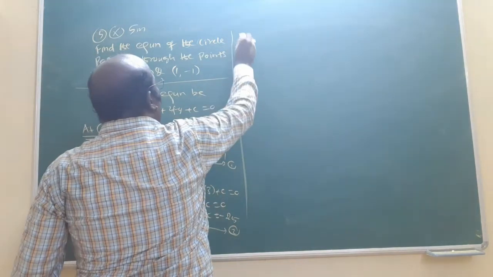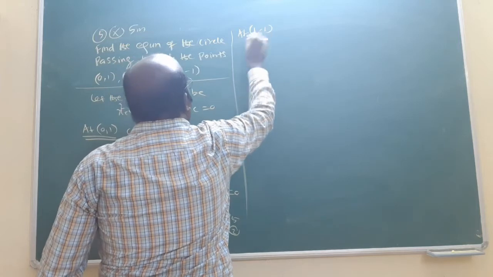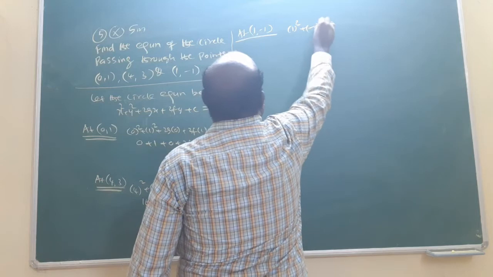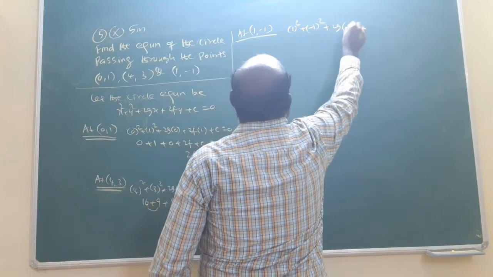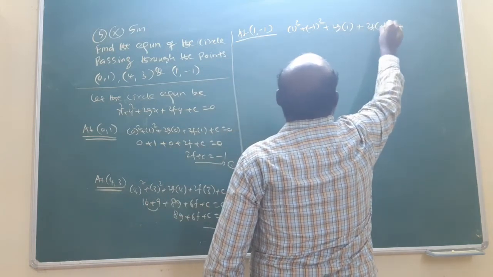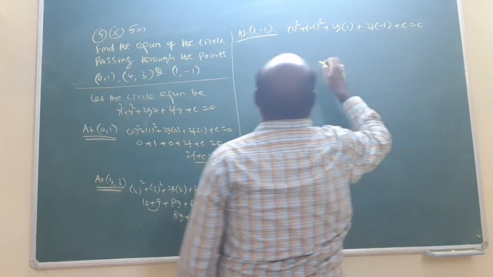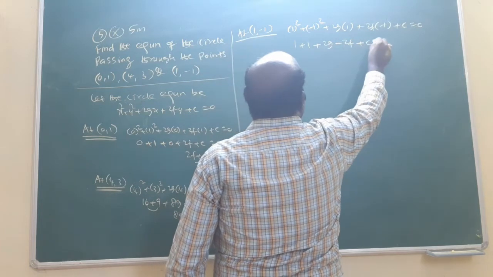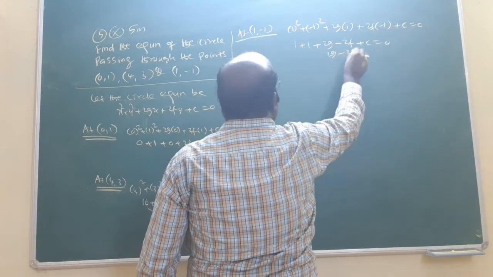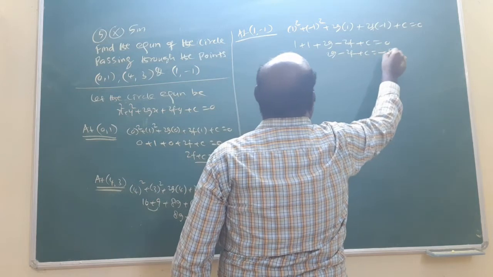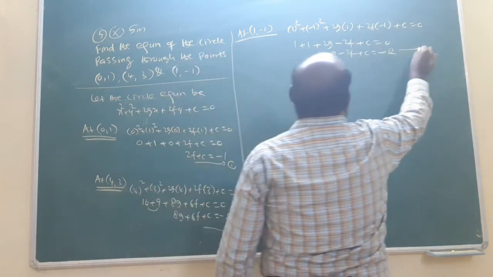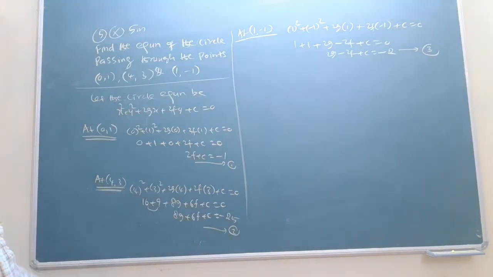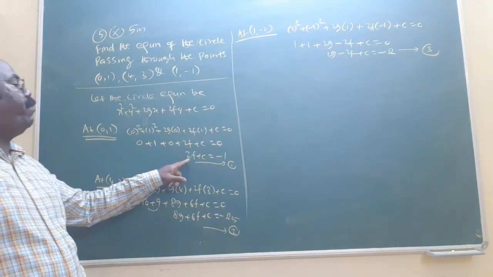Next, at 1 comma minus 1. Substitute that: 1 square plus minus 1 whole square plus 2g into 1 plus 2f into minus 1 plus c equal to 0. 1 plus 1 plus 2g minus 2f plus c equal to 0. So 2g minus 2f plus c is equal to minus 2. This is the third equation.